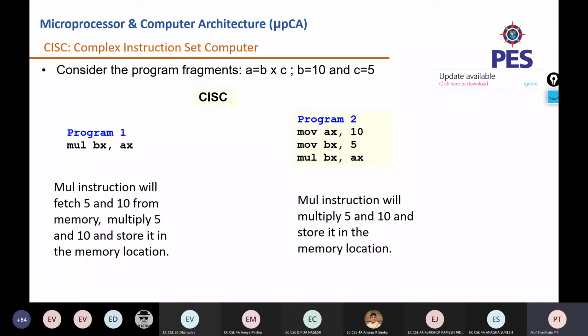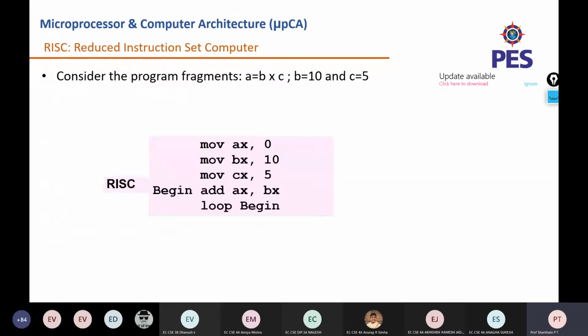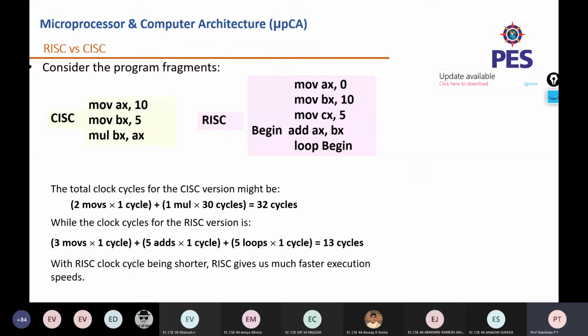So either it is one instruction or 3 instructions, but I have taken 3 instructions. See program 2: we have 2 move instructions and 1 mull instruction. But the same thing in the RISC machine, we have 3 move instructions, 1 add instruction, and 1 loop instruction. Here the loop is executing 5 times, so we'll take 5 add instructions and 5 loops. So we'll compare the time, how many cycles we required.